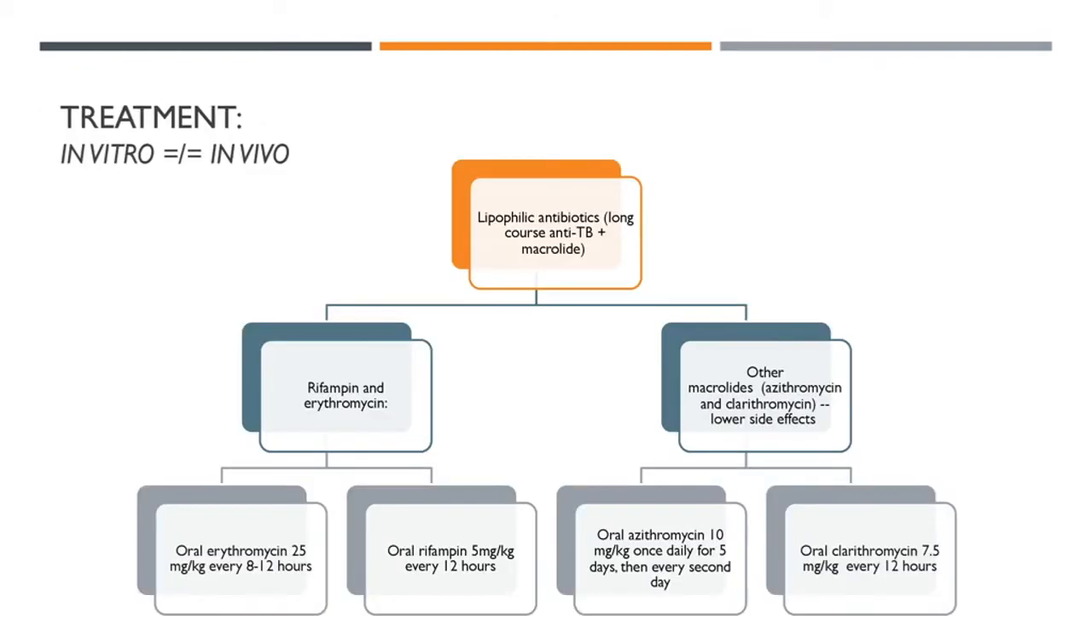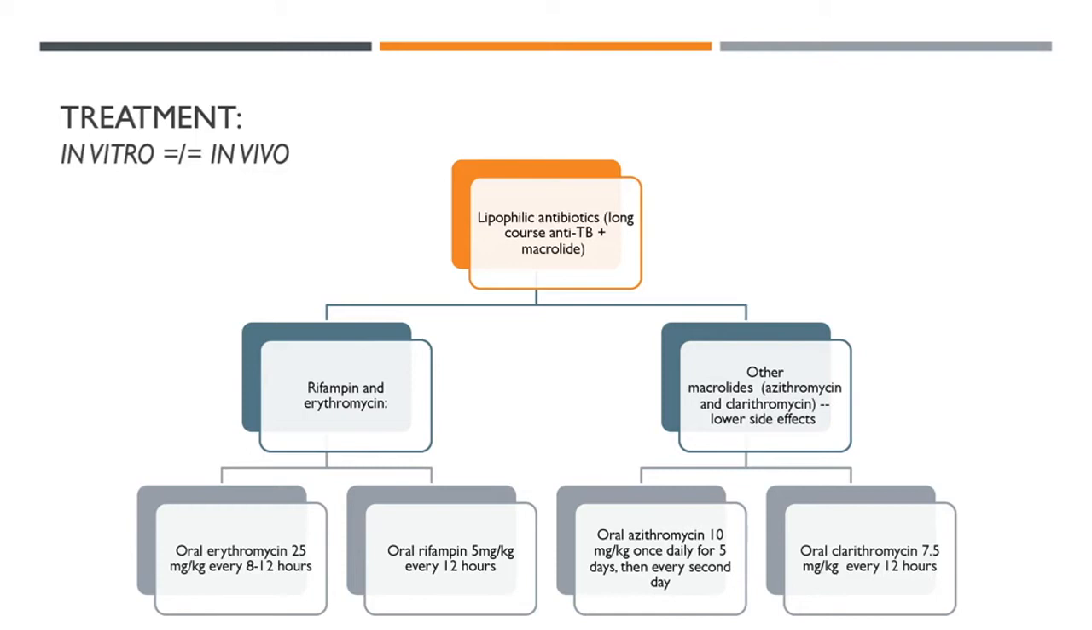Although in vitro the bacteria is susceptible to many antibiotics, most are unable to penetrate the abscesses in vivo. Therefore, treatment is limited to lipophilic antimicrobials, usually long-course combination rifampin, which is an anti-tuberculosis drug, and erythromycin, which is a macrolide. 2 other macrolides, azithromycin and clarithromycin, have recently been approved for use in animals and are associated with less side effects than erythromycin.